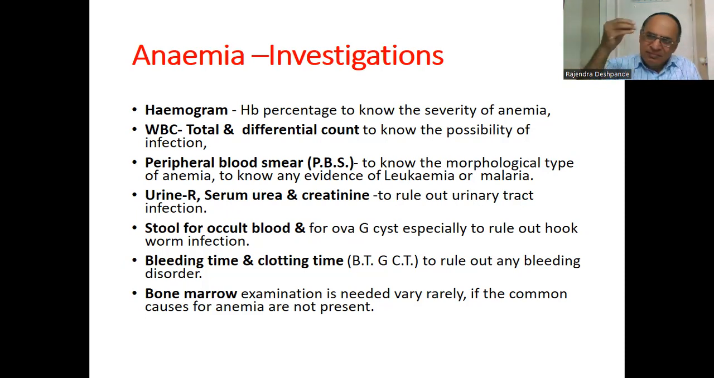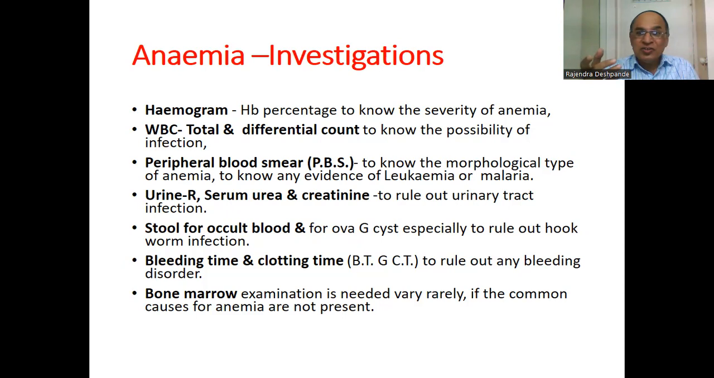Rule out everything, then you can give the discharge. But below 5 is not an easy case. Remember my words. Then WBC, total and differential count, to know the possibility of infection. Yes, 4 to 11,000 per cubic mm. This is the normal count of WBC.